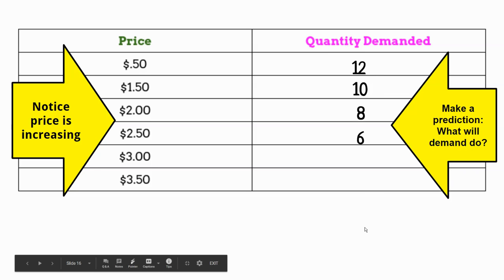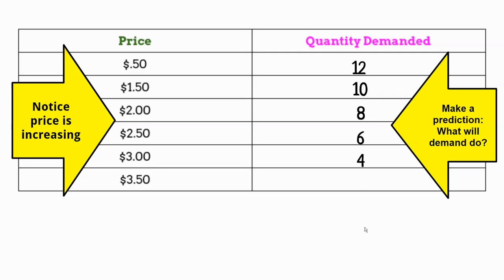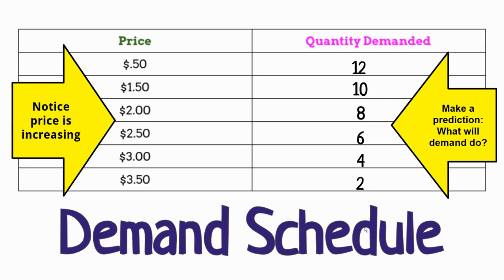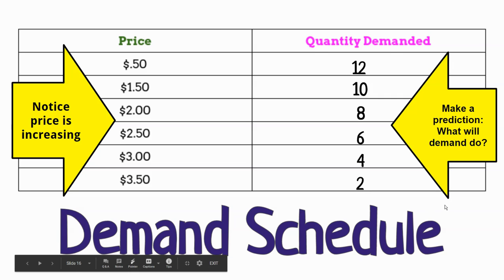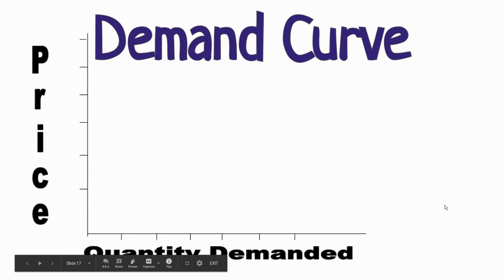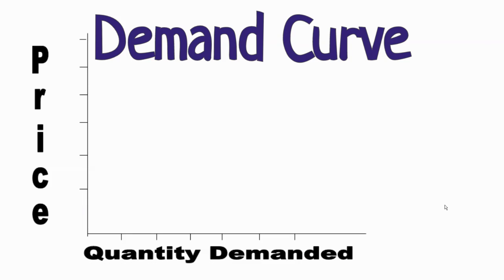At 2.50, there's only 6 demanded. At 3, there are 4 demanded. And at 3.50, there are going to be 2 demanded. So this is called a demand schedule. So, based on that, let's look at our demand curve.